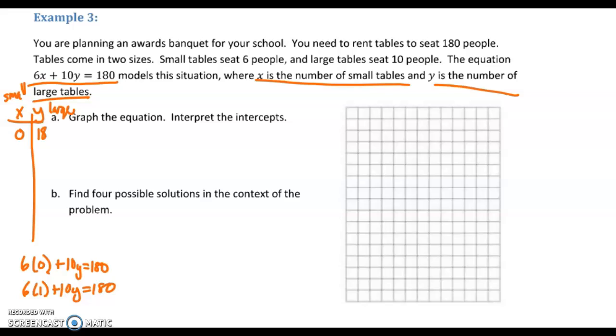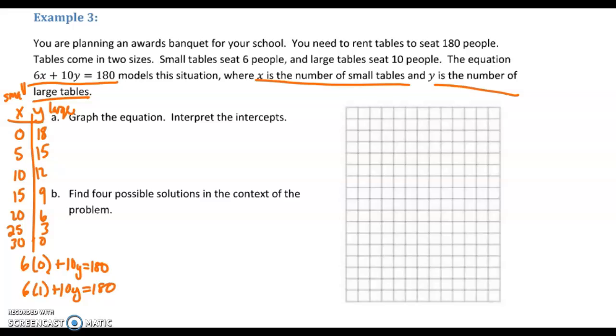And let's see here. So when I plug in 5 for small tables, I get 15 large. That works out nice and whole. When I plug in 10, I get 12 large. 15 small is 9 large. 20 is 6. So 20 small, 6 large. 25 and 3. And 30 small and 0 large. Those are all my options. So it wants us to graph the equations and interpret the intercepts.